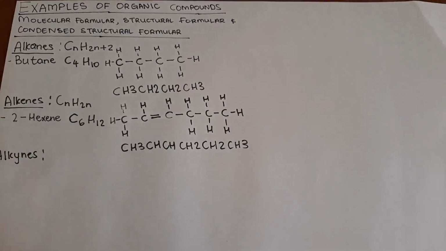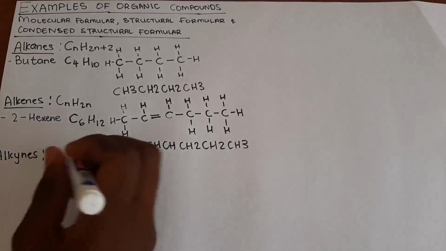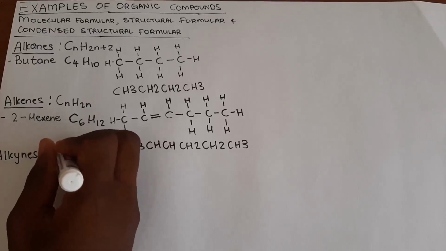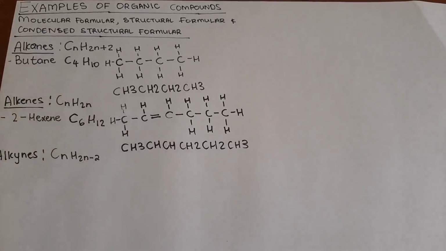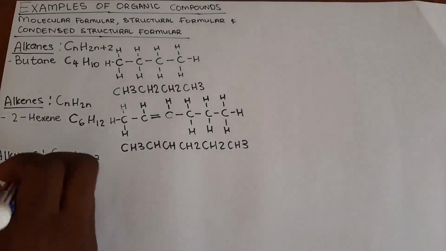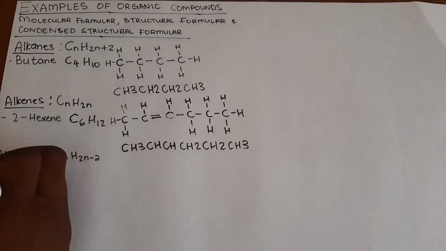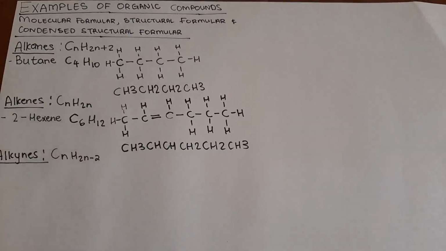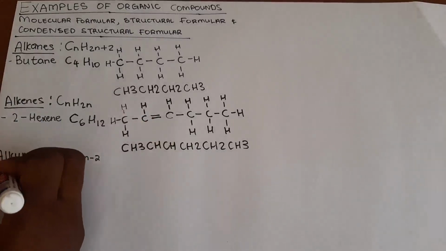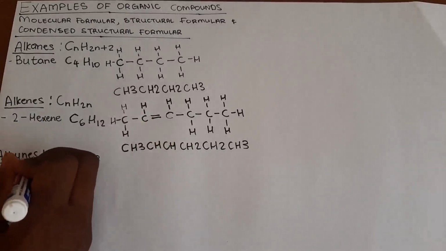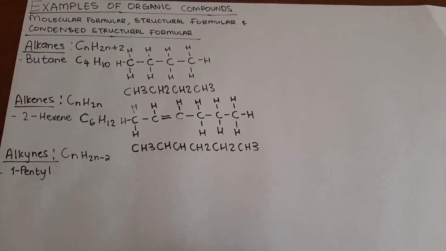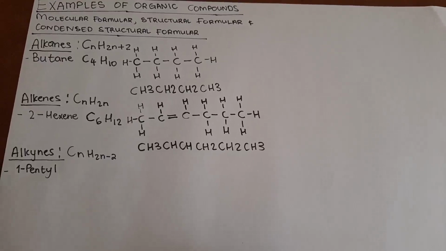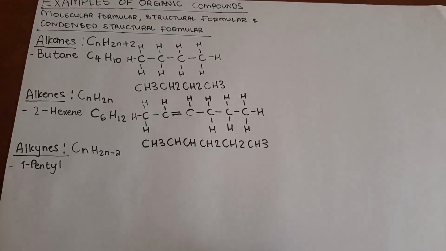What's the general formula of alkynes? It's CnH2n-2. Which compound are we going to choose that is an alkyne? We're going to choose 1-pentyne, for example. Hope you can see. Let's choose 1-pentyne.